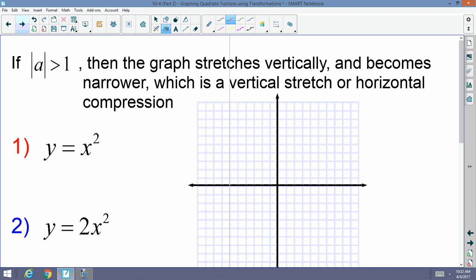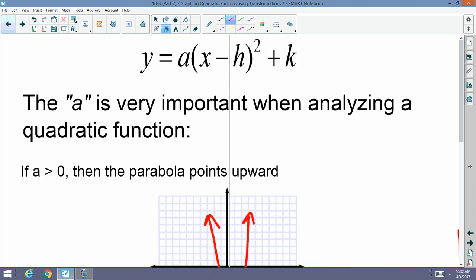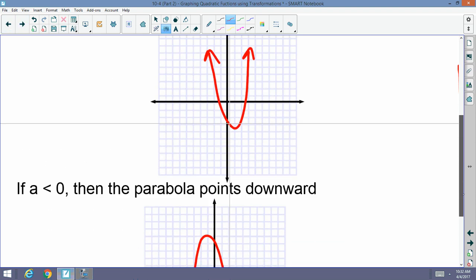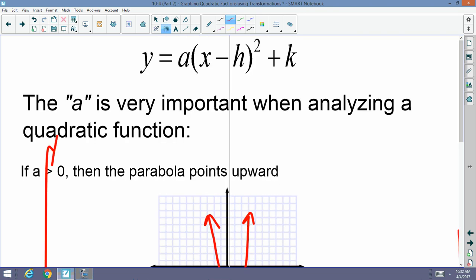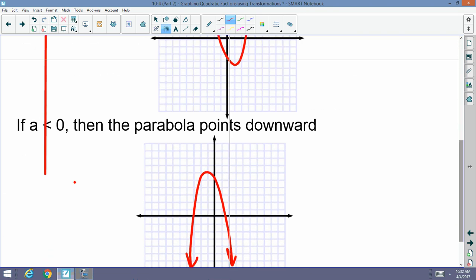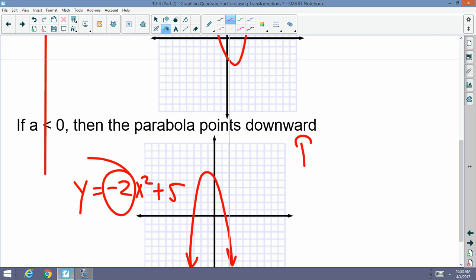And wait, hold on, one thing. I sometimes forget to mention this. When A is negative, for example, let's say I have y equals negative 2x squared plus 5, okay? When you have a negative A, that is a reflection over the x-axis.